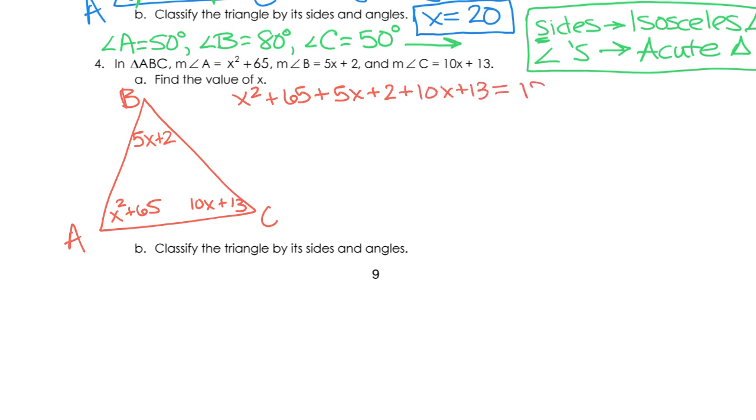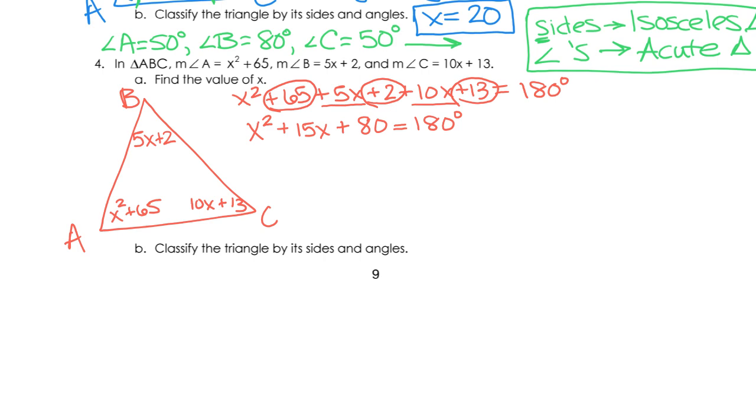And equal it to 180 degrees. You might notice that we have a square term, which makes this problem a little bit more difficult to solve than the one above it. But I'm going to go ahead and combine my like terms. So x squared stays, no other square terms. We have a 5x and a 10x, which is 15x. And then I have a 65 plus 2 plus 13, which is a grand total of positive 80, equal to 180 degrees. So you notice I did not do what I was supposed to yet.